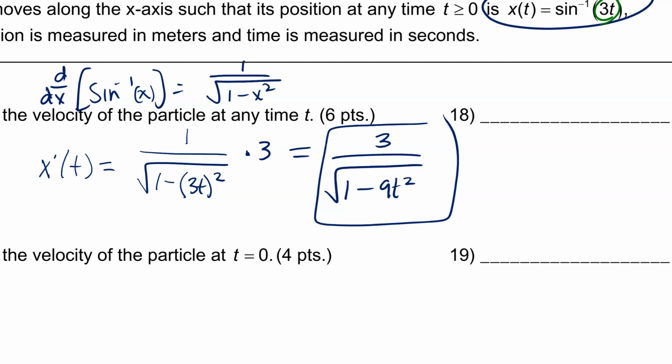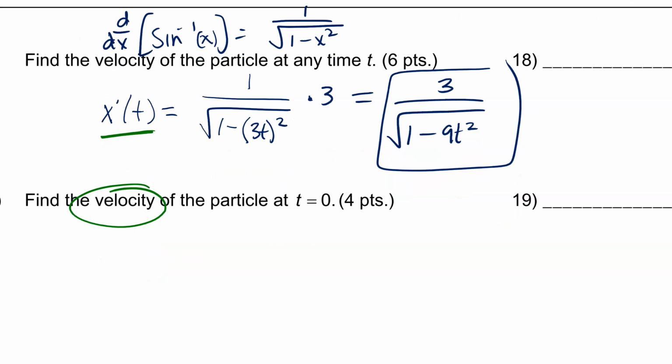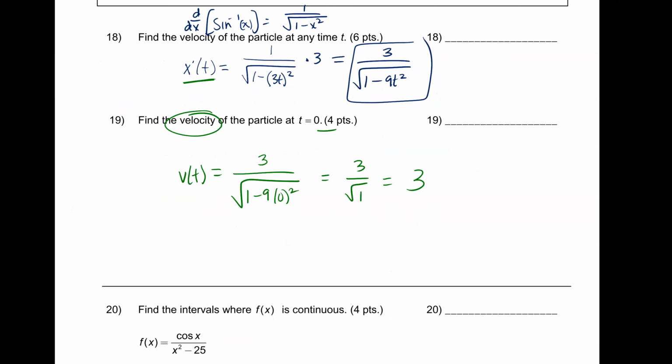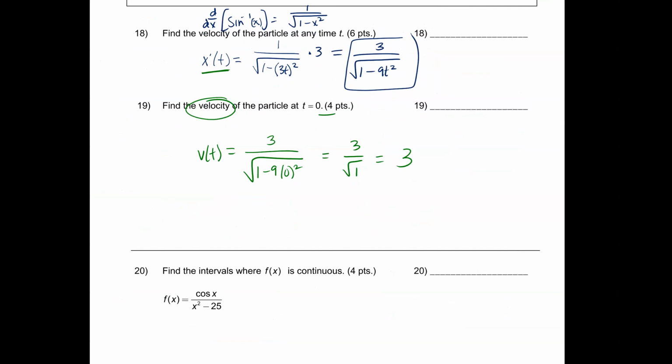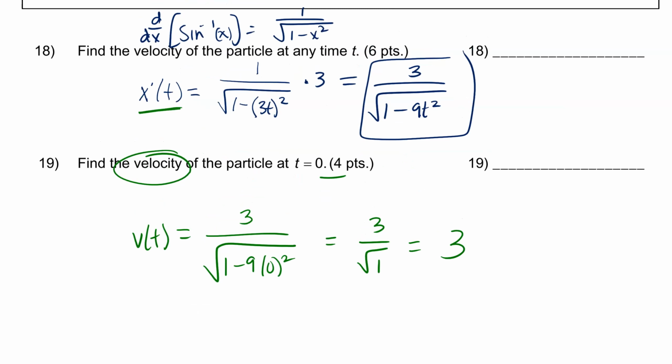Find the velocity of the particle at 0 seconds. We just want velocity. This is the velocity equation, so if I plug in this number, I will find a number. Plug in 0. Three over root 1, which is just 3.